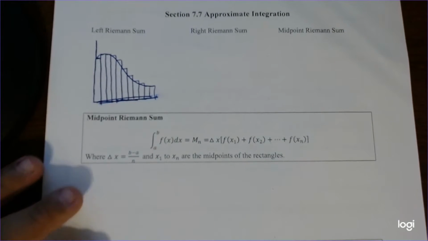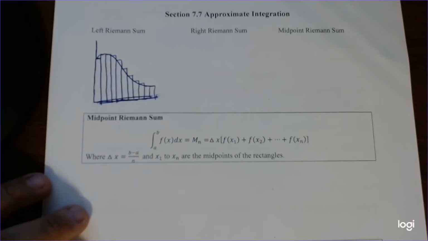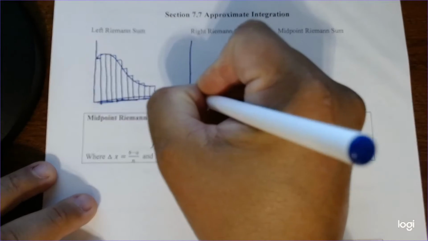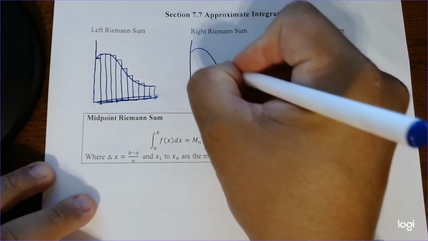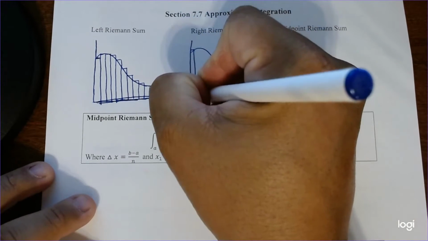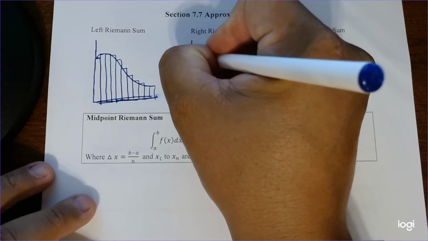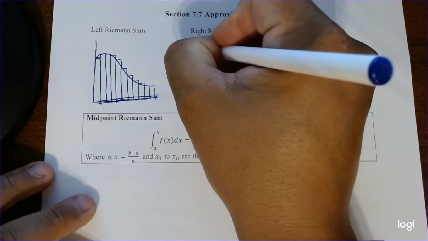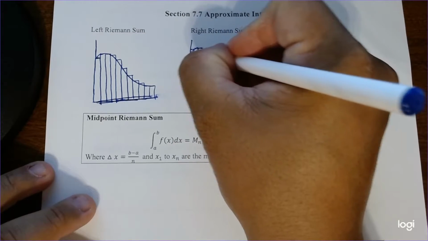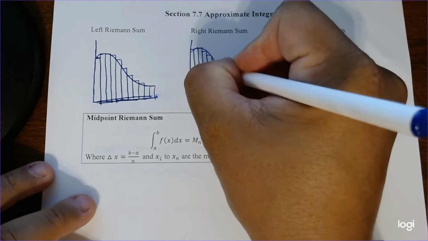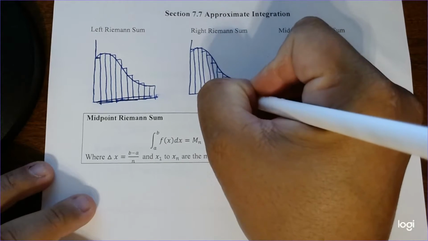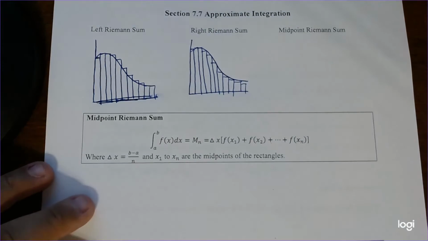In that format there. Okay. So now the right Riemann sum is just the opposite. When it comes to the curve, it actually hits the right side of the rectangle. So kind of like this happening.